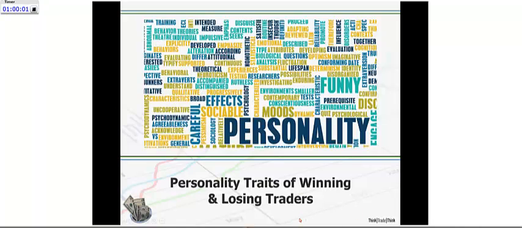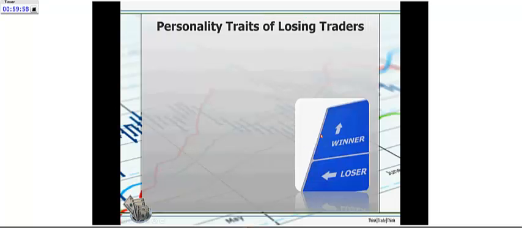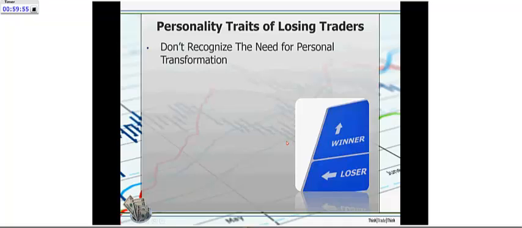Okay. All right. So the personality traits of winning and losing traders. The first one we'll look at is the personality traits of losing traders. They don't recognize the need for personal transformation. And what I mean by that is, every time I speak to a new client, I always tell them that, you know what, you're going to become a better person as you become a better trader. And the reason is because you start to identify and work on those little bugs and issues that are in your mind. And as you begin to become a better trader and shine the light on those issues, it'll start to pervade throughout your entire life, whether it be your family, your physical health, et cetera, et cetera. So become a better person as you become a better trader.